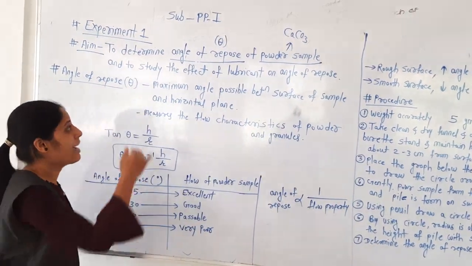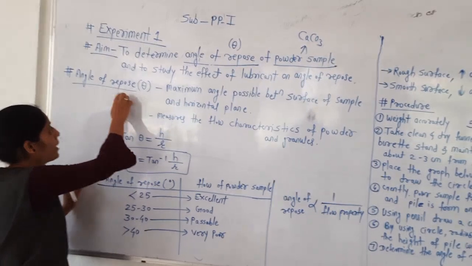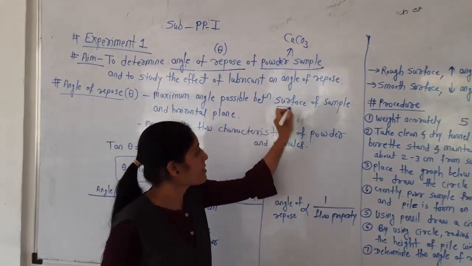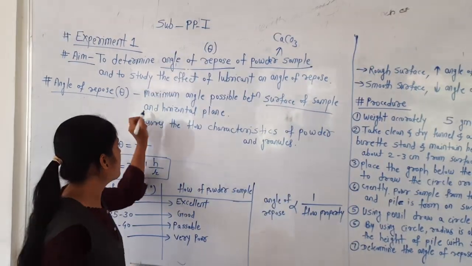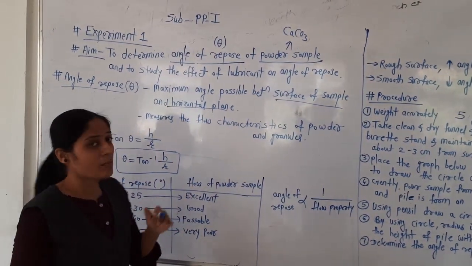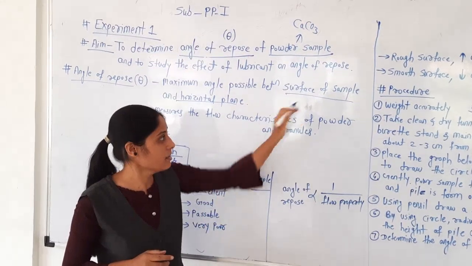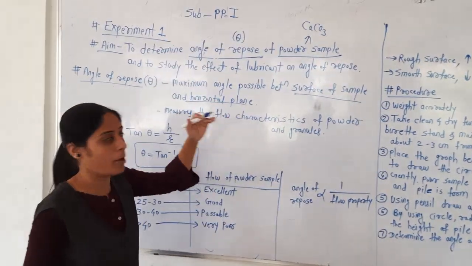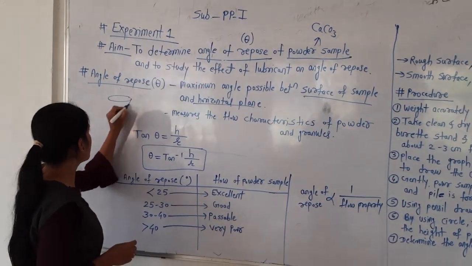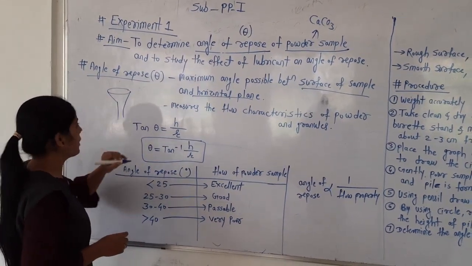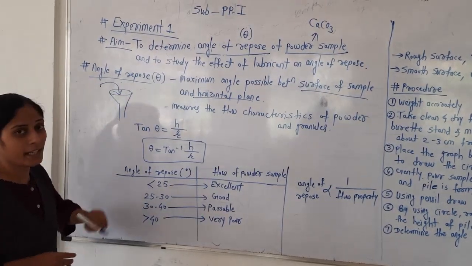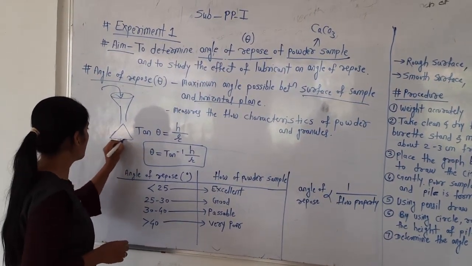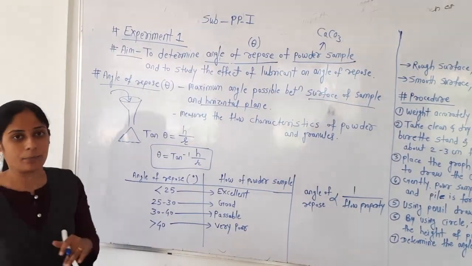So what is the angle of repose? The angle of repose is the maximum angle possible between the surface of the sample and the horizontal plane. It means when we pass the calcium carbonate powder through a funnel, see here, this is the funnel, then this powder forms a pile-like shape, or a cone-like shape.